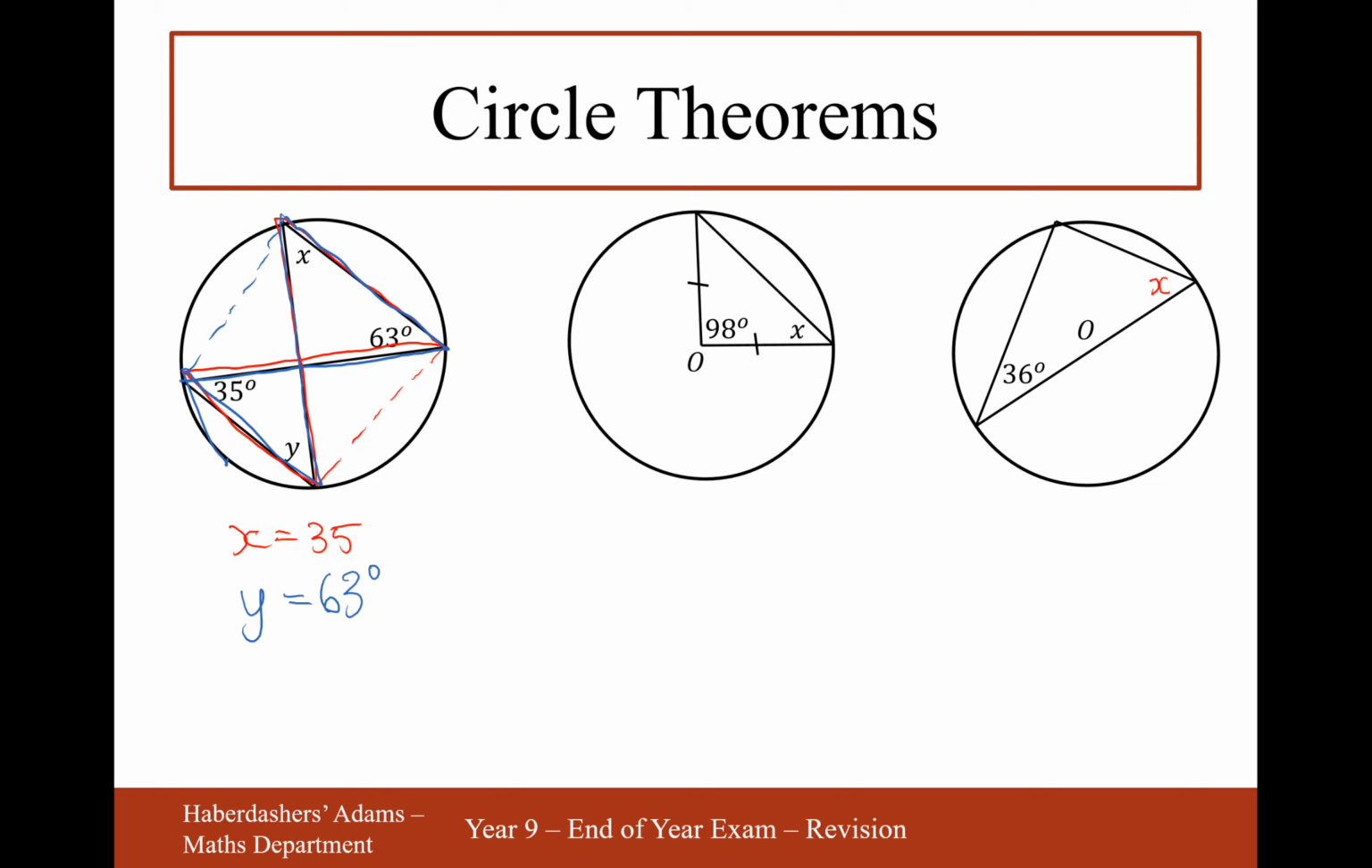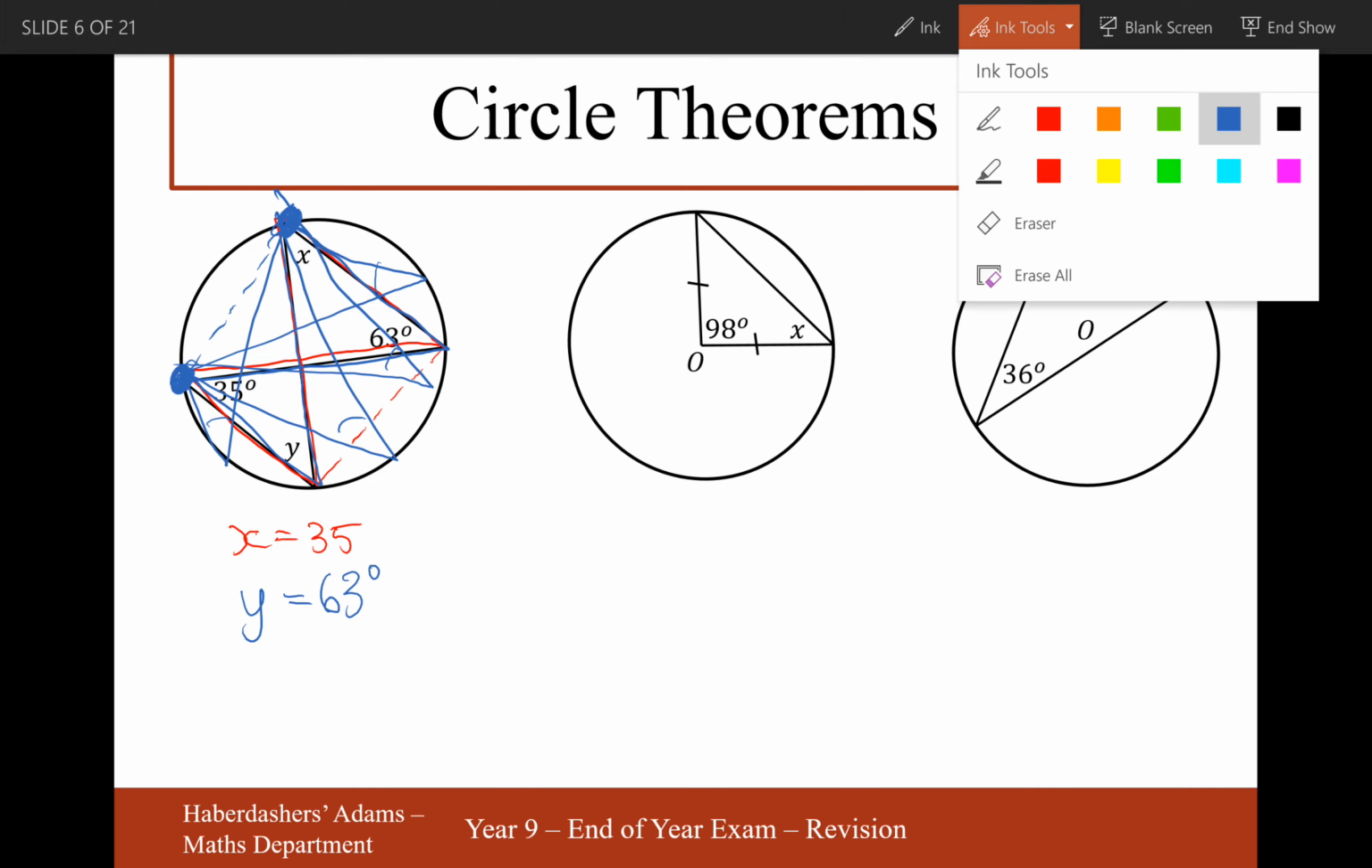If I make this angle, that'd be 63. Any angle that comes from this point here and this point here to any other point on the circumference will all have angles 63 degrees.